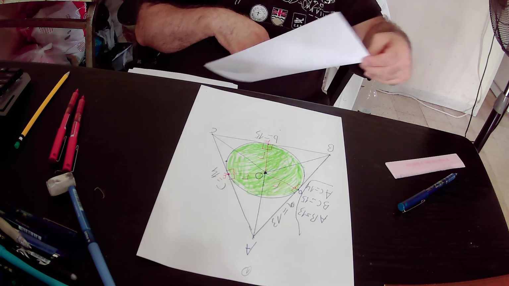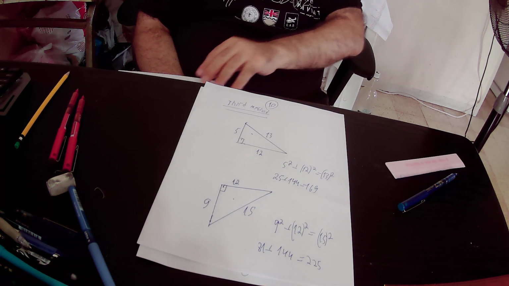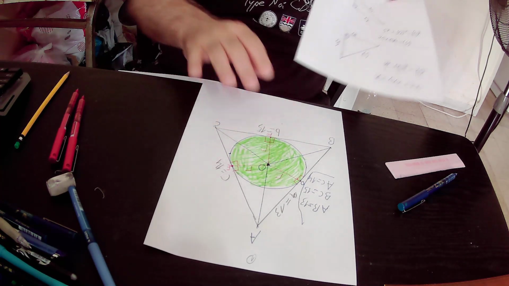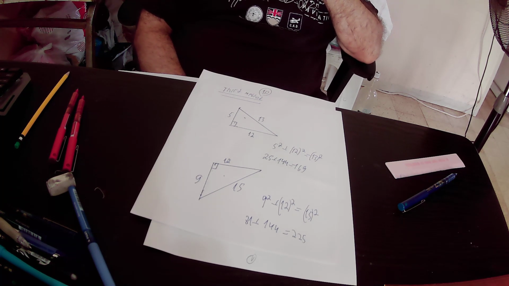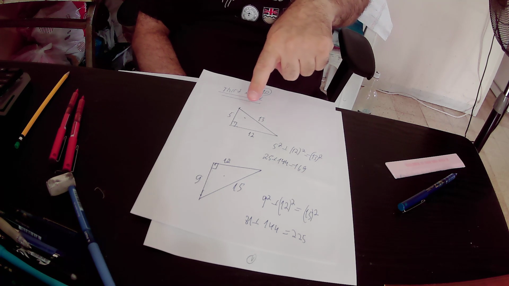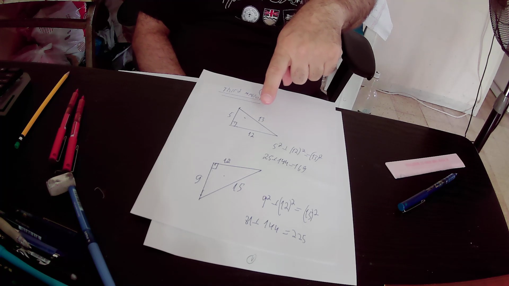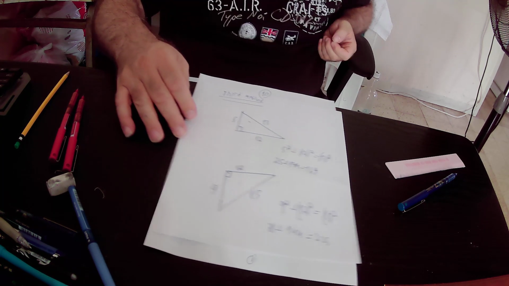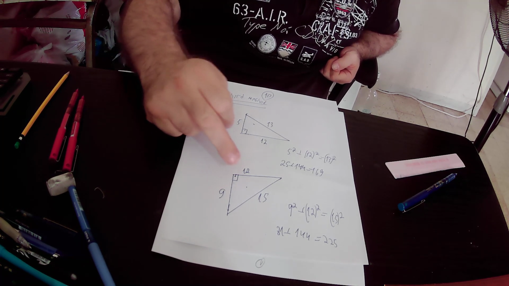I presented the third method to find out the area of triangle ABC. Actually, we divided this triangle ABC into two right triangles. We proved that this is a right triangle because it obeys the Pythagorean theorem, because 5 squared plus 12 squared equals 13 squared. And we also proved that this is a right triangle because 12 squared plus 9 squared equals 15 squared.